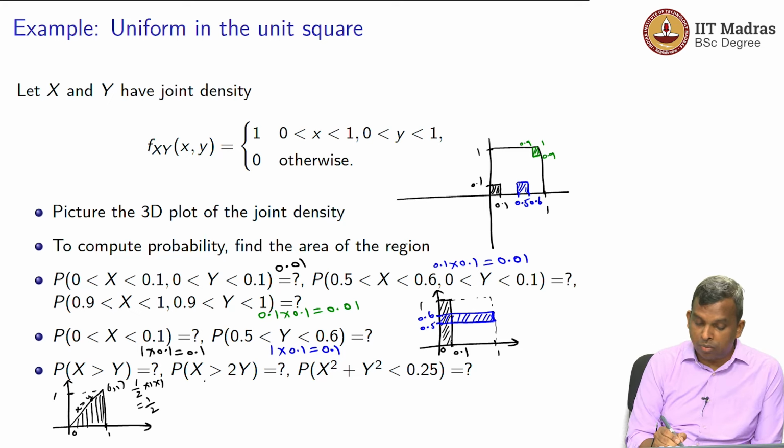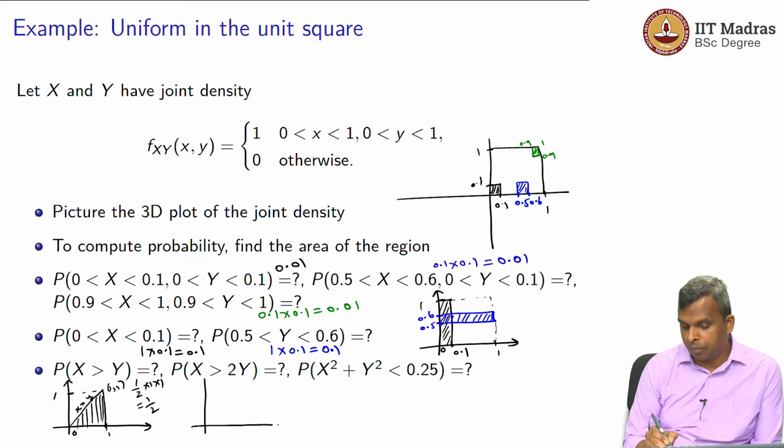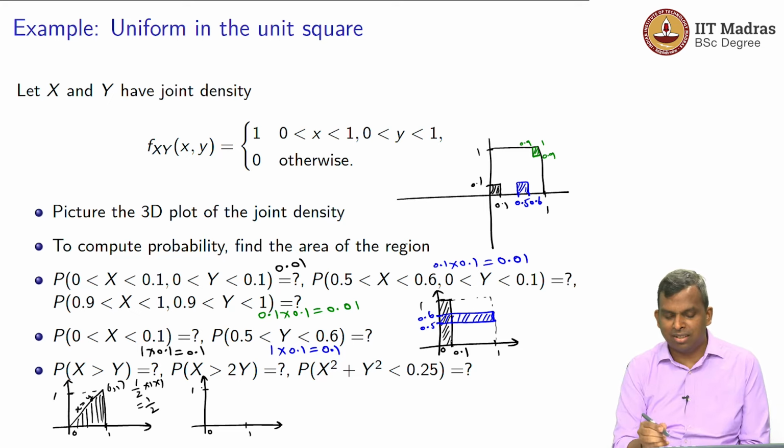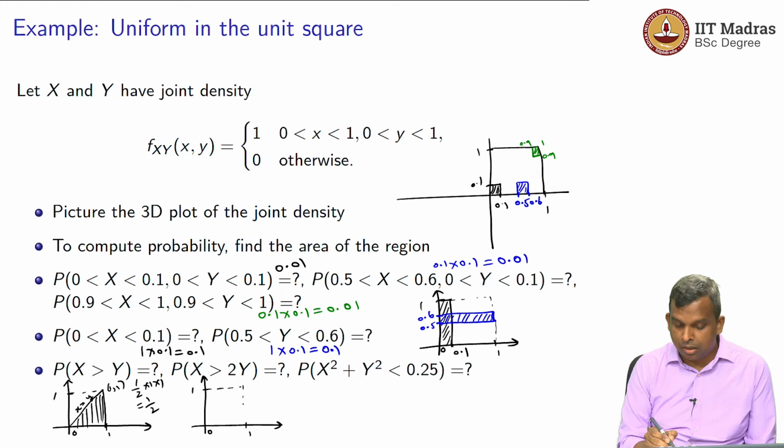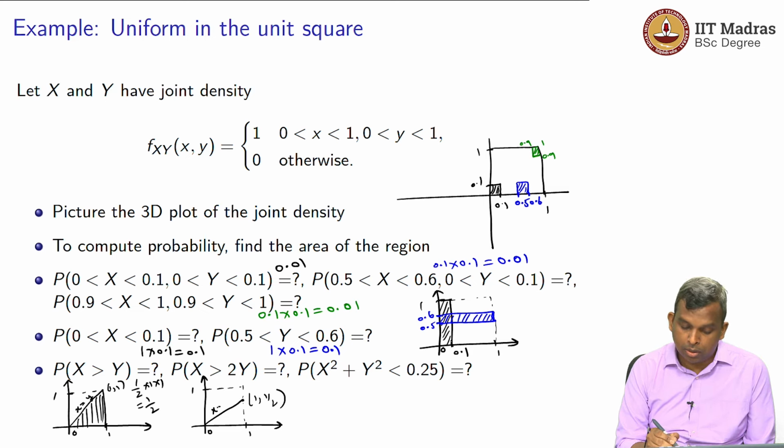Here is the next problem where x is greater than 2y. Again we just use the same method. You just draw this for the uniform on the unit square. It's very easy. So I need x equals 2 times y. So it will be a line like this, right? It's not to scale, but hopefully you see it. So this is x equals 2y, and then I need the area of this. That's going to be half into base into height, which is 1 by 4.